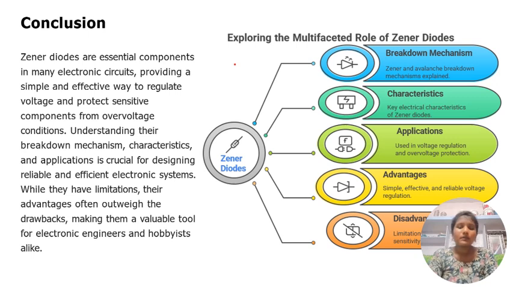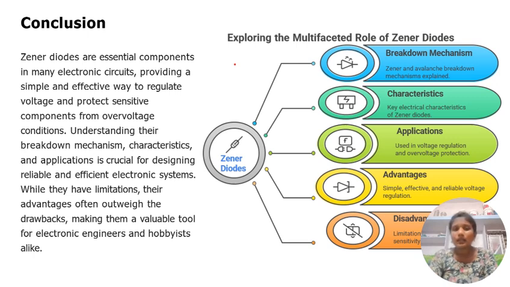Exploring the multifaceted role of Zener diodes. Zener diodes: breakdown mechanisms. Zener and avalanche breakdown mechanisms explained. Characteristics: key electrical characteristics of Zener diodes. Applications: used in voltage regulation and overvoltage protection. Advantages: simple, effective, and reliable voltage regulation. Disadvantages: limitations include temperature sensitivity and power dissipation.